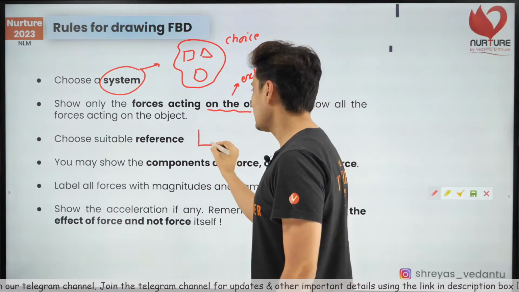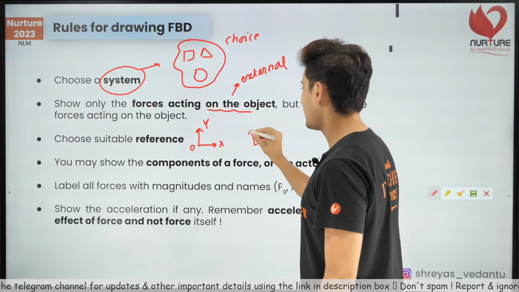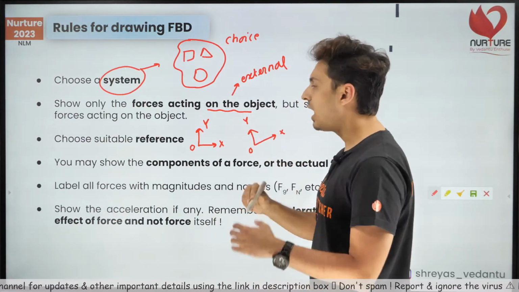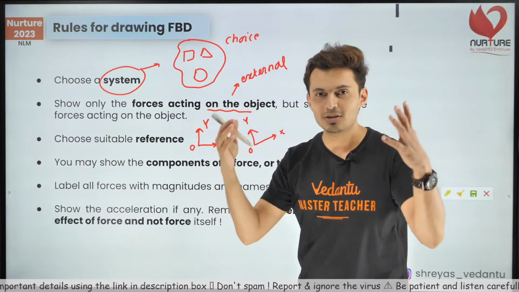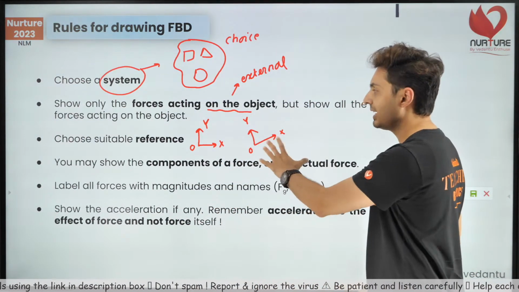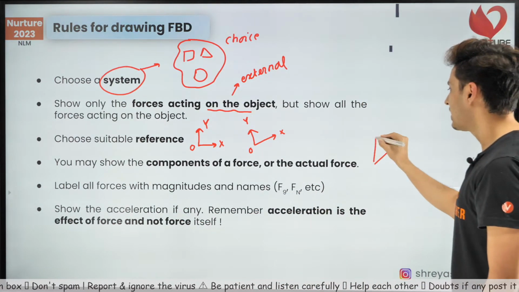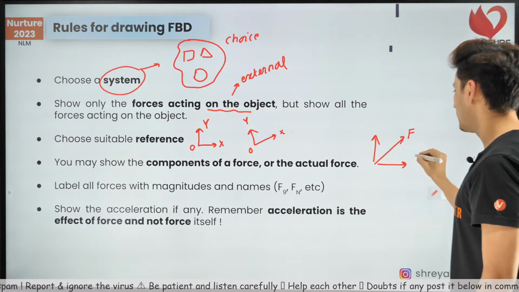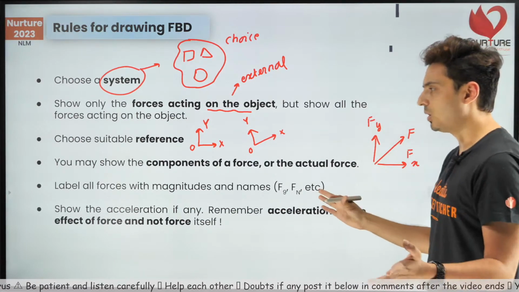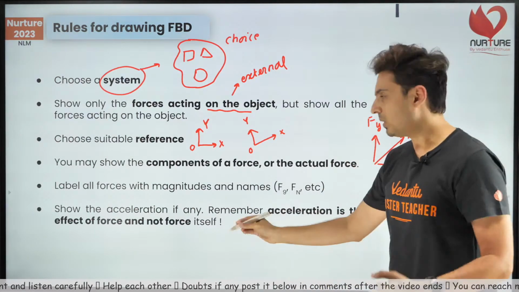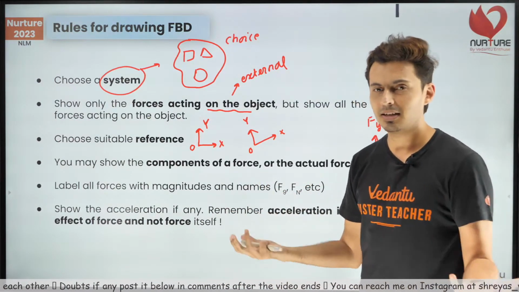Also choose a reference frame. Okay, so X, Y, origin, or you can choose the XY axis like this, depending on how the surfaces are, depending on how the system is, depending on how the situation is. So depending on all of these factors, choose your suitable reference frame, and whatever forces are there, try to split it into components Fx, Fy accordingly, so that once you have components, remember, you show all the forces like normal, gravity, weight, tension, etc.